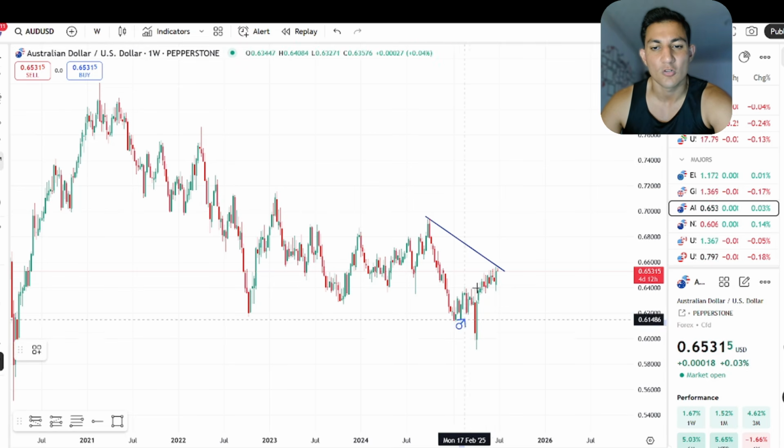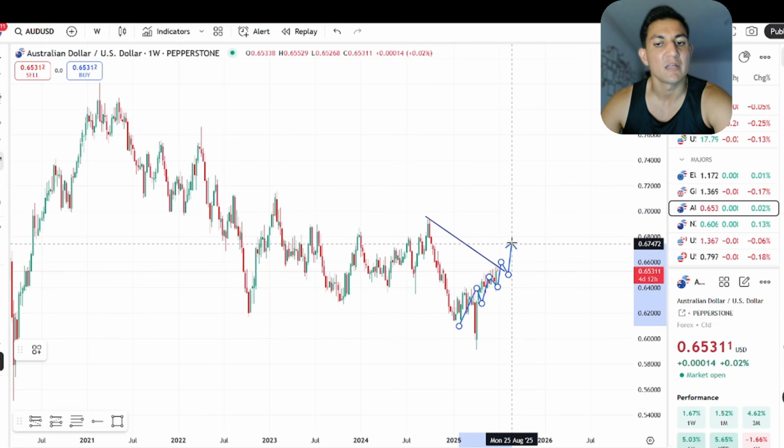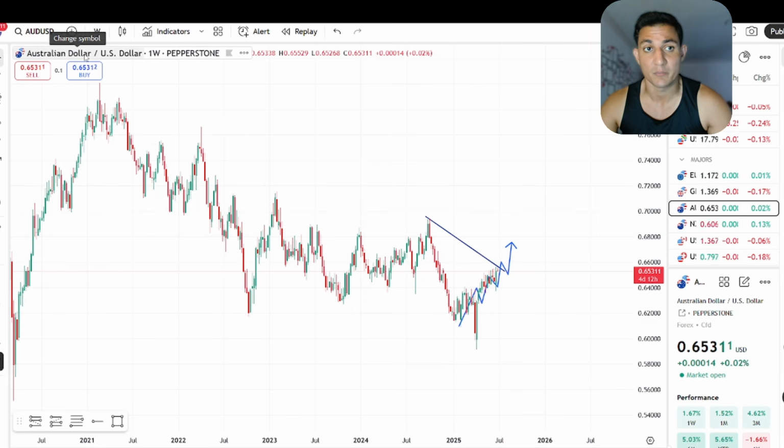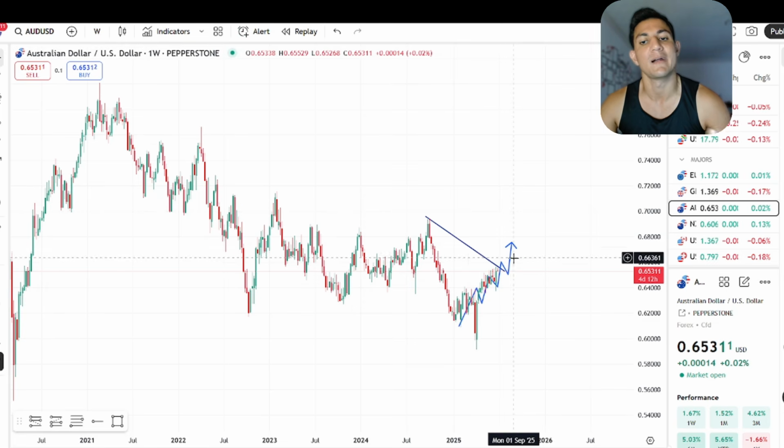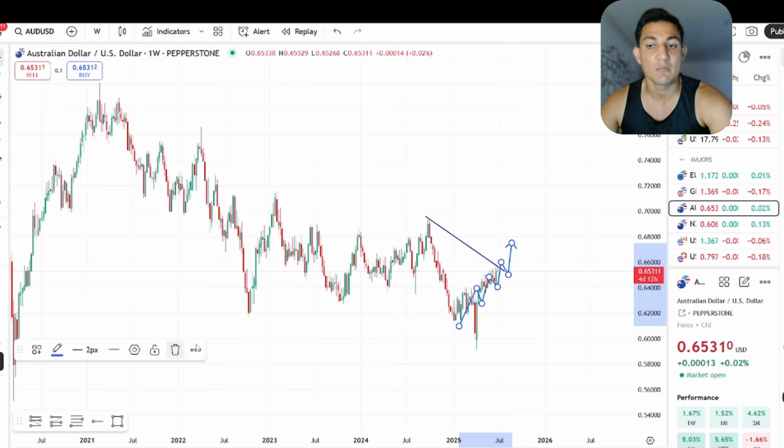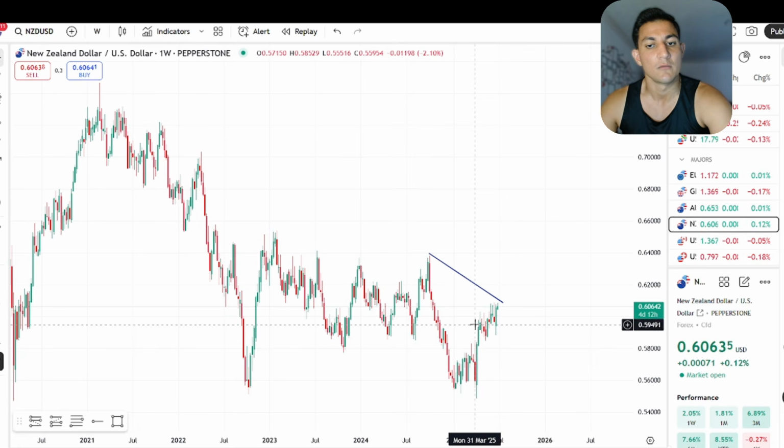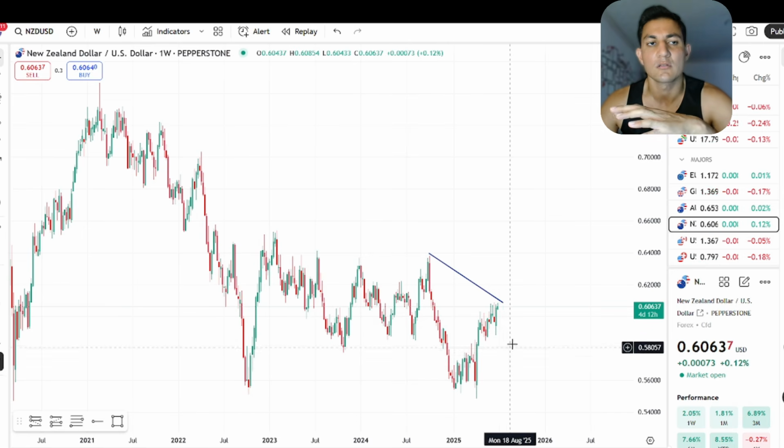This is why we get this slow, little lethargic, choppy bit of price moving up, right? That's why we get that, because the Australian dollar itself is bearish, but the US dollar is even more bearish, so it slowly drags it up. Same thing with NZD USD, right? That's why price is slowly moving up. And we'll talk more about this when we get onto the lower time frames.